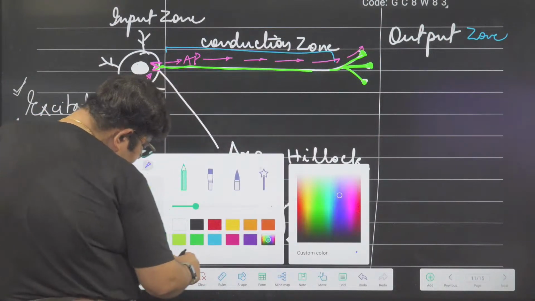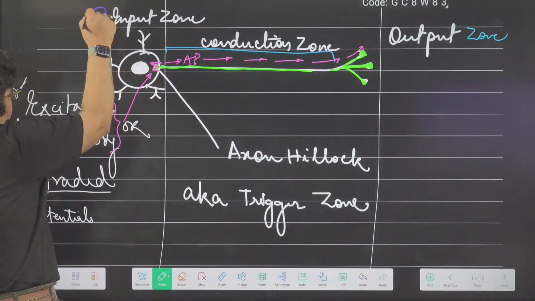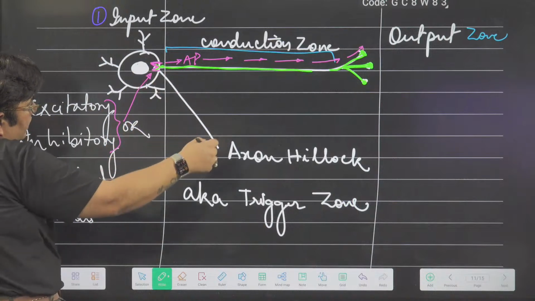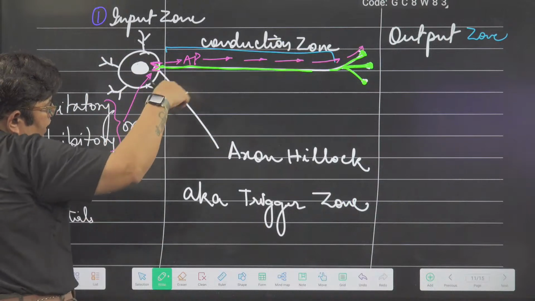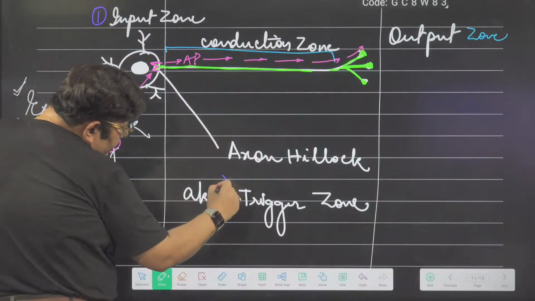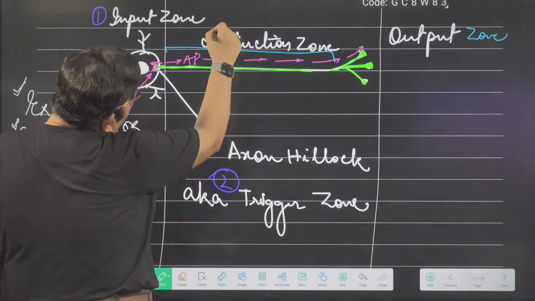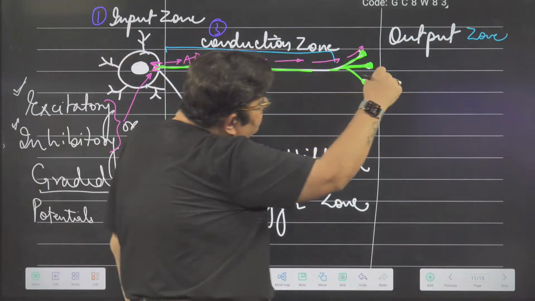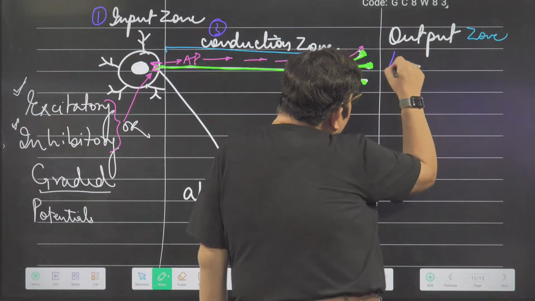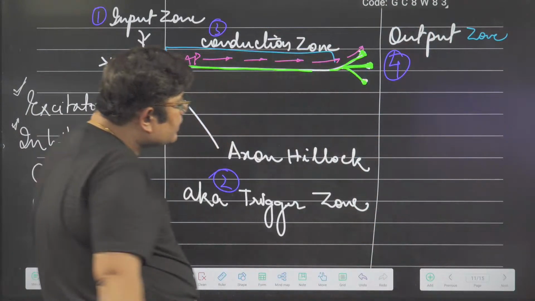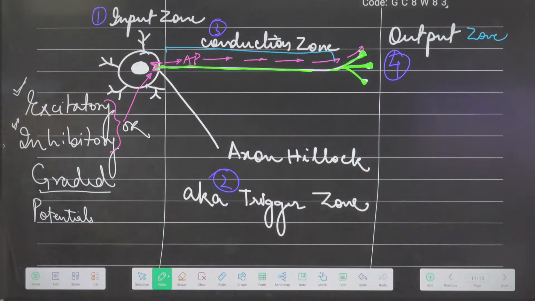But before turning to the next page, tell me which one can also be called the afferent zone? Which one can also be called the efferent zone? If you tell me afferent or efferent, A for apple or E for elephant. Come on, children.